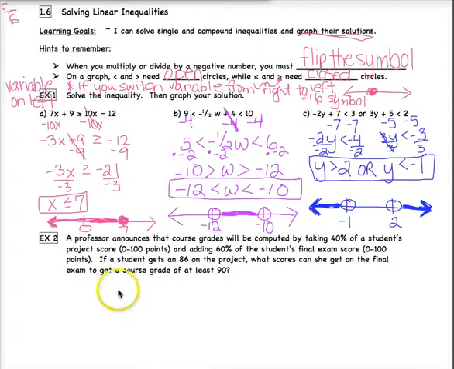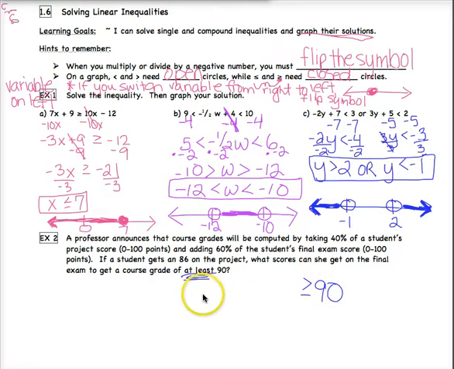Here we've got a word problem, so an application of using inequalities. It says a professor announces that course grades will be computed by taking 40% of a student's project score and adding 60% of a student's final exam score. If a student gets an 86 on the project, what scores can she get on the final exam to get a course grade of at least 90? So the part that makes this an inequality is the at least. At least means 90 or better, so greater than or equal to 90.